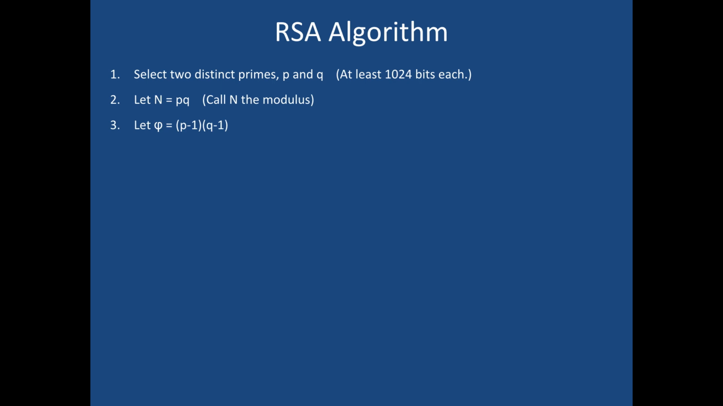Then we're going to construct a number called phi. That's just the product of P minus 1 and Q minus 1. That's not hard. We then got to find an E, a small integer, that is relatively prime to phi. Okay? So we want to find a number such that the GCD of E and phi is 1. So how are we going to do that? We got phi, how are we going to find an E that works?